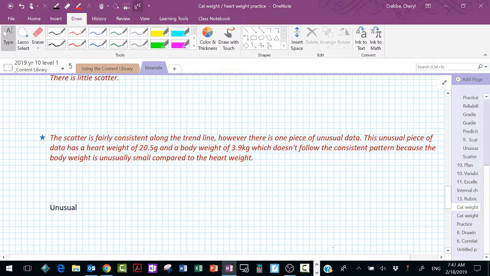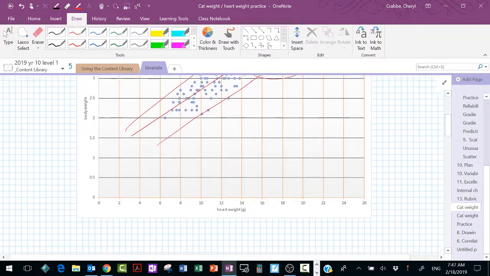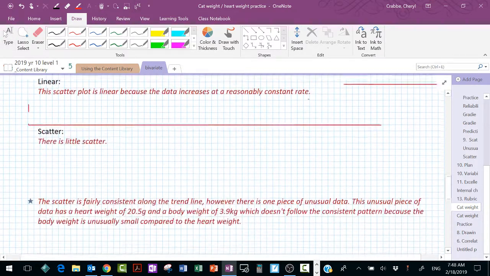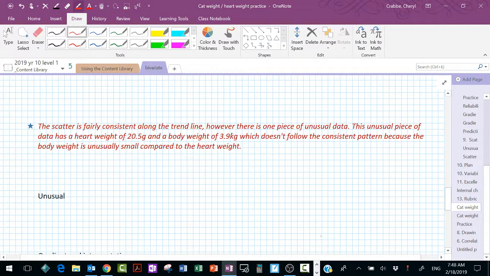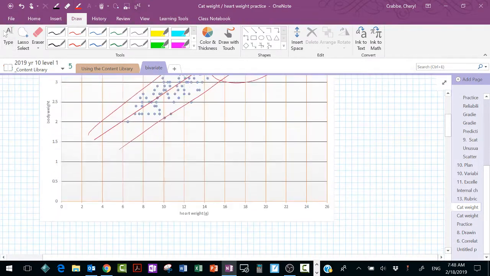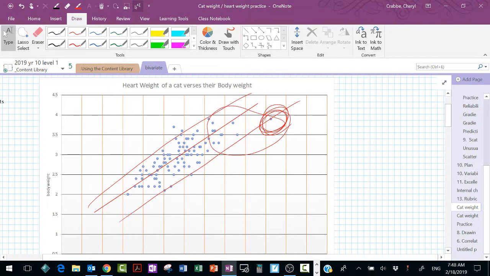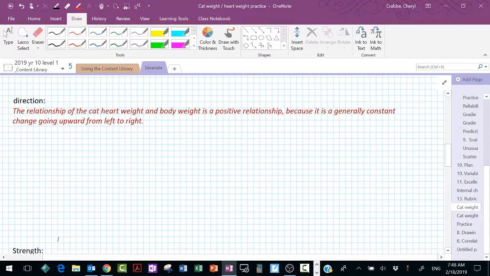However, there's one piece of unusual data. The unusual piece of data is, in this case, approximately 20.5. I mean, we can find it from the raw data, but about 20.5 and 3.9. You could get it off the graph, but you can go into your raw data to find that, right? Now, what does that mean? Basically, that means that we have a fairly large heart rate for the body size, and that's why it's quite a bit far away from the other data. So the fact that the heart rate's quite large compared to the other data might suggest that that was a cat with a disease like that.